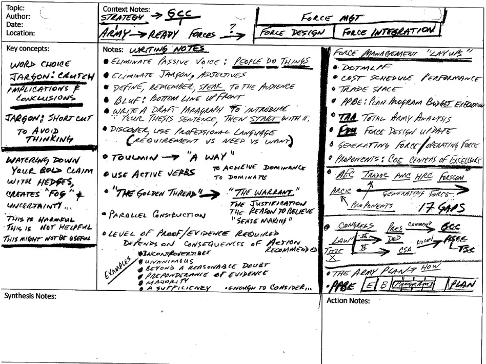Understand the difference between the generating force and the operating force that comes out of FM1. The operating force are those forces in the field that are ready to perform missions for GCCs in the nation. The generating force is that structure that the Army uses to produce those ready forces.